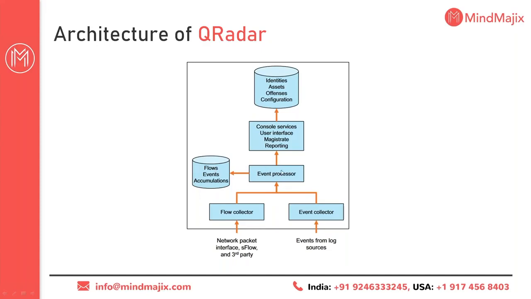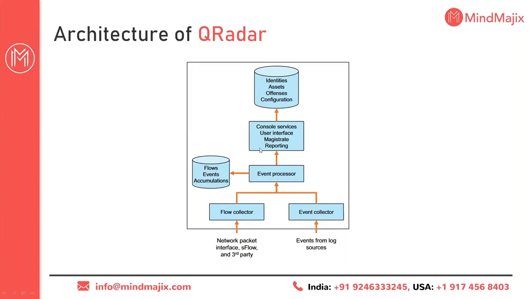And there we have the CRE as well, which is the Custom Rule Engine. It will send information about a suspicious log to the next level, that is your console service. In this console service, we have our user interface, which is our web portal, which I have already shown to you. Then we have the Magistrate. I told you that the major functionality of the Magistrate is to declare an offense.